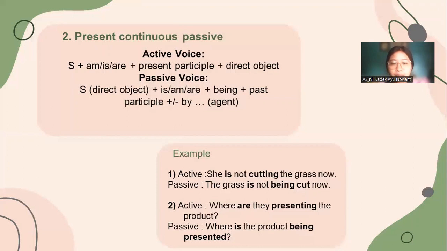For example, the active is: she is not cutting the grass now. The passive is: the grass is not being cut now. And the active question is, where are they presenting the product? And the passive question is, where is the product being presented?